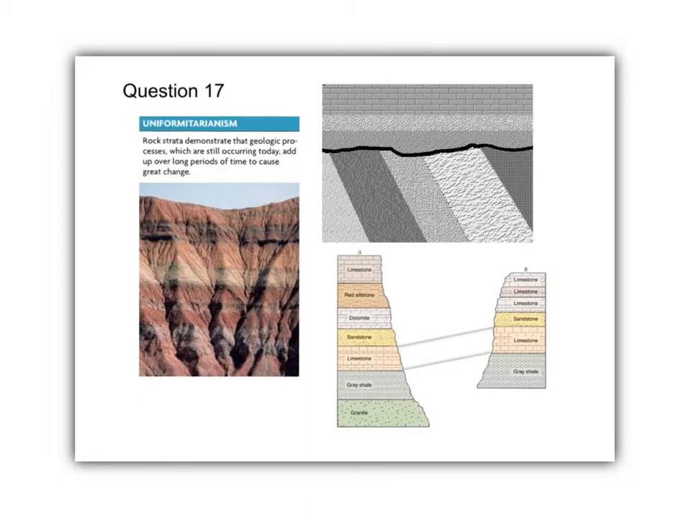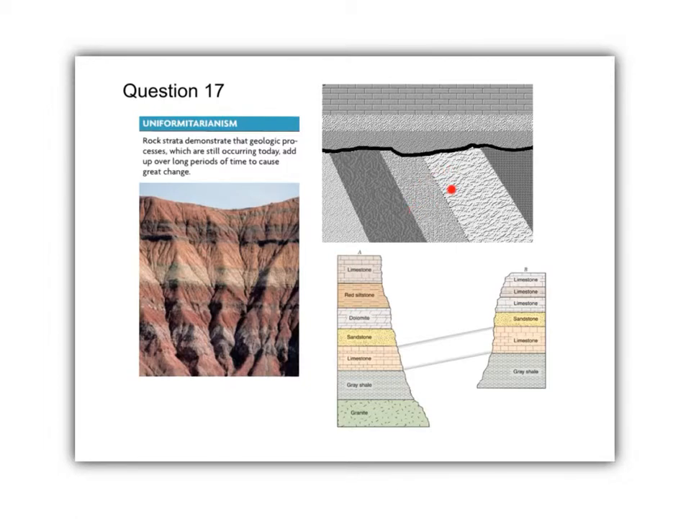Uniformitarianism. Basically, uniformitarianism, looking at this picture here, it's a rock strata, demonstrates geological processes that are still occurring today that happened way back when, at the beginning of time. So the same type of processes are still happening in our world as they were back at the beginning of time.